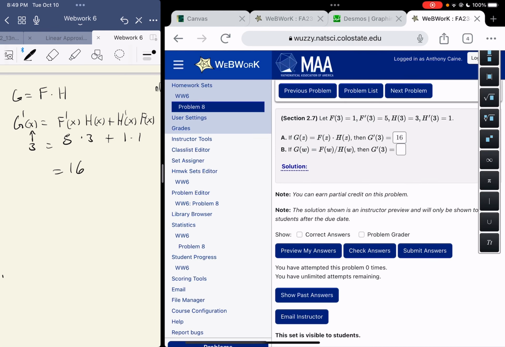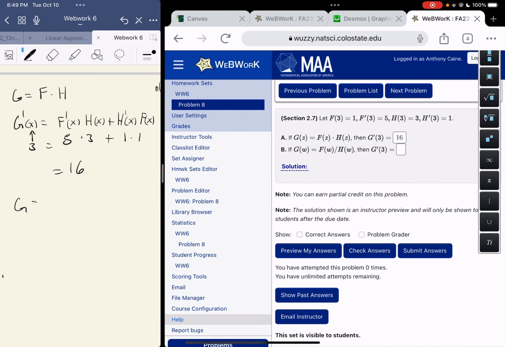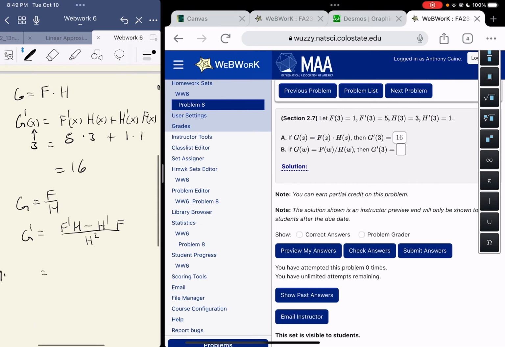Let's see, if we have g is f divided by h, then g prime is f prime h minus h prime f, all over h squared. Okay, so let's use the information we have for g prime of 3. So f prime at 3 was 5, and then h is 3, minus, we're just doing these same things but with a minus. So it's minus 1 all over, and then h is 3, so we need to do 3 squared. Okay, so that's 15 minus 1 over 9. So that's 14 over 9.